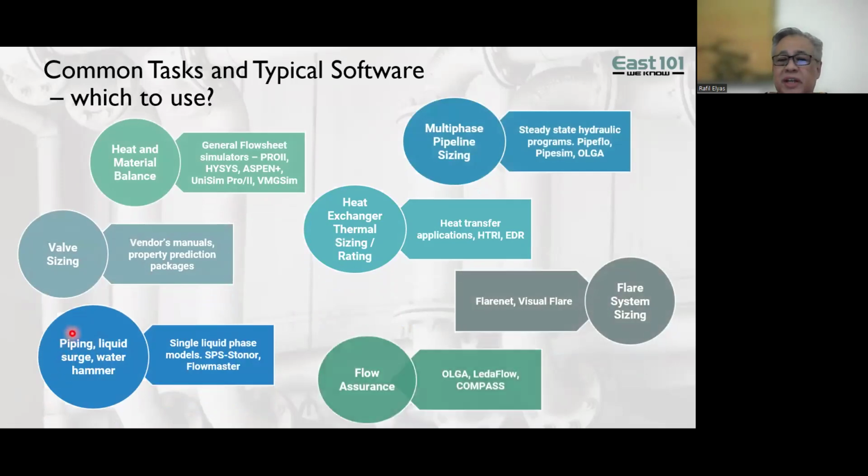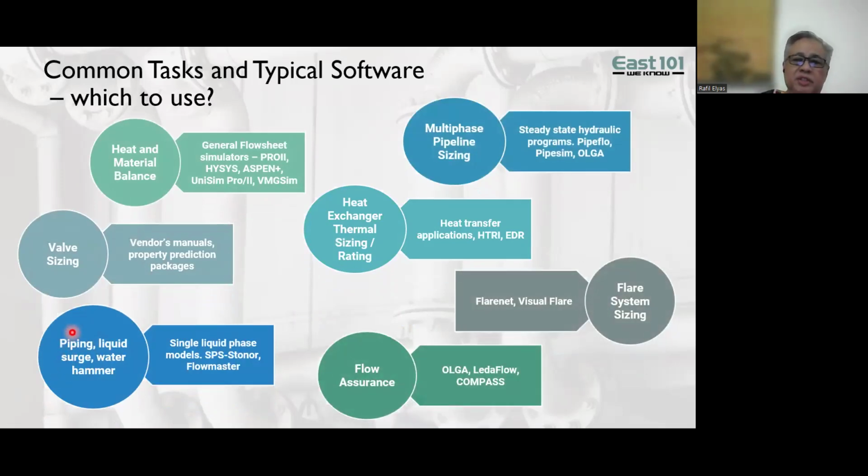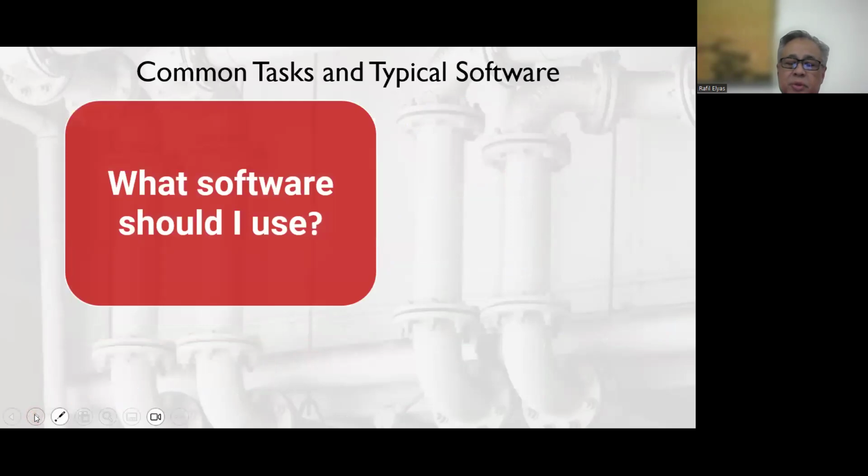Yeah, so you're going to find that you have a lot of different kinds of engineering activities, and you're going to find that you have a lot of different tools. So for heat and material balance, you've got all your standard flow sheeting tools like HYSYS, Pro/II. For piping, you might have Flowmaster, SPS, PipeNet, multi-phase, dynamics. If it's high multi-phase transit, you might have something like OLGA. Heat exchanger design, you might have EDR or HTRI, tools like that. So you've got all these different tools, all these different options. And you're always going to be wondering, what software am I going to use?